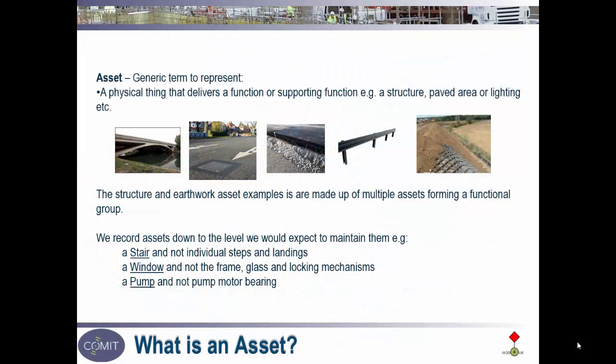In generic terms, we describe an asset as a physical thing that delivers a function or a supporting function, i.e. a structure, a manhole, permanent way, safety barrier, earthwork. You'll notice that the structure and earthworks asset examples are made up of multiple assets which form functional groups, and we record assets down to the level we expect to maintain them. So a window is an asset, not the sealant, the glass pane, the hinges or the locking mechanism.